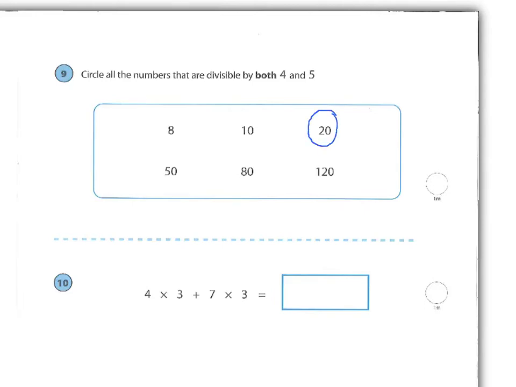On the bottom row, 50 is divisible by 5, but not divisible by 4. When I get to that middle number, it's divisible by both. And when I get to the last number, that too is also divisible by both.